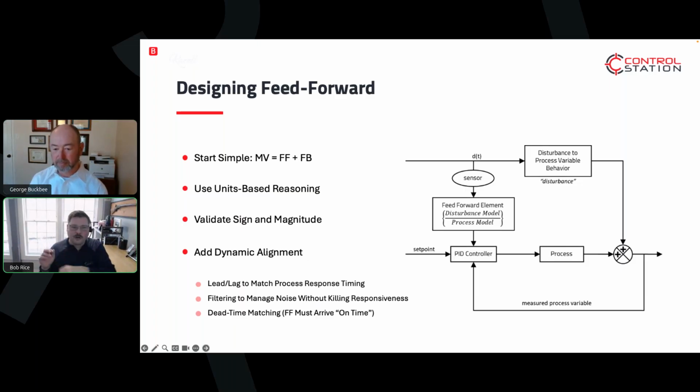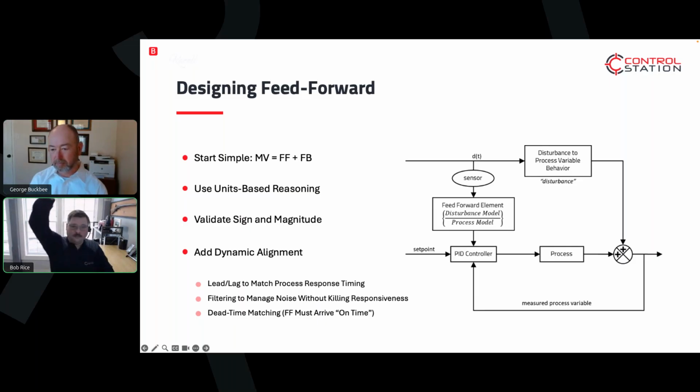A lot of them you tend to ignore. It tends to be a gain multiplier and a dead time, right? So you take the disturbance gain over the process gain, that's your feed forward gain, and then you hold on to it for the difference in the dead times, right? So you got to make sure the correction arrives at the right spot. And you basically add the feedback and the feed forward together.